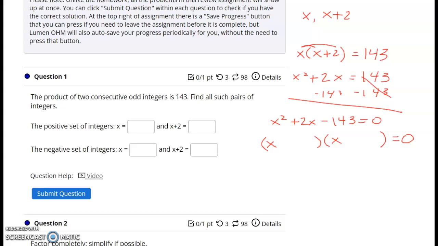The square root of 143 is, it's not 5. Got a new calculator. Okay, it says it's about 11.9 or 12.